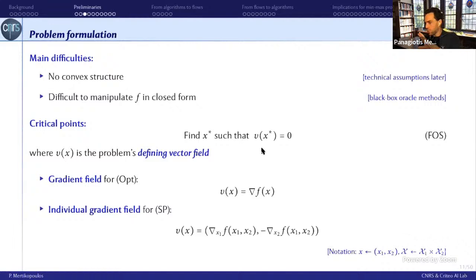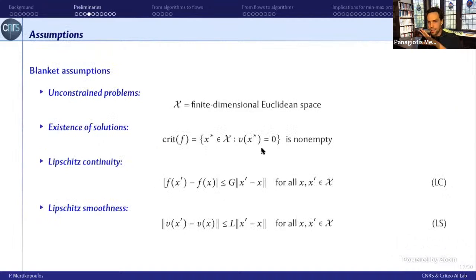And in terms of blanket assumptions, as I said, we will be mostly working with unconstrained problems. Just to avoid trivialities, we will assume that the problem always admits a solution, a non-empty critical set. And we will also assume Lipschitz continuity and smoothness for the objective function. Again, these assumptions can be tweaked and fine-tuned to get stronger or weaker results in some cases. But these are very comfortable assumptions to work with, and they simplify the presentation. So that's what I'm going to use throughout.